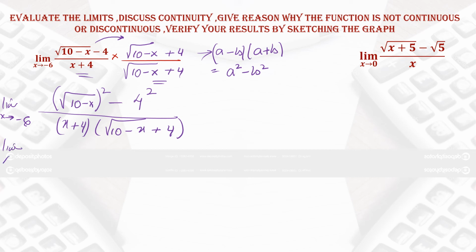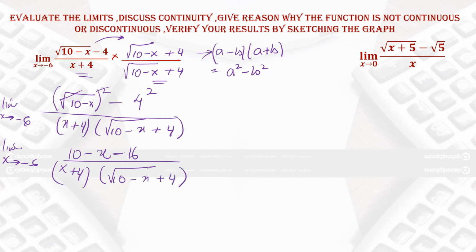So in the numerator you can see that square root and square cancel. So you will get 10 minus x minus 4 square, which means 16. The denominator stays as it is. So we will have 10 minus x plus 4. Now solve 10 minus 16. You will get negative 6, and on the top you have negative x also.